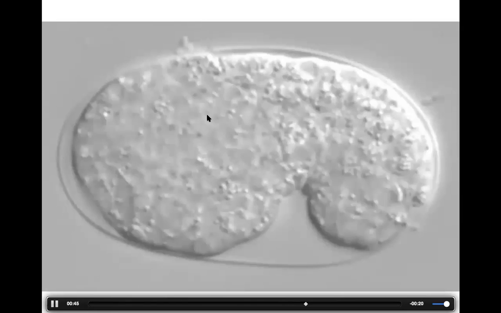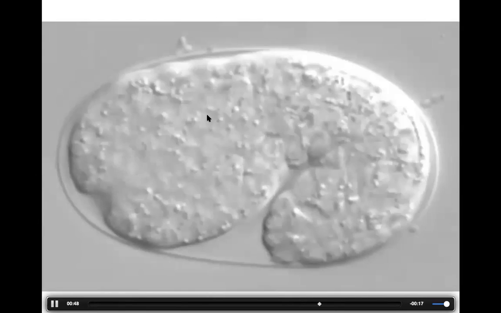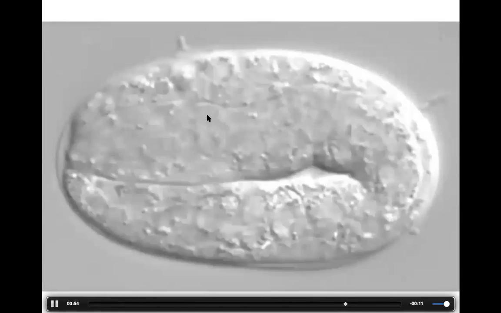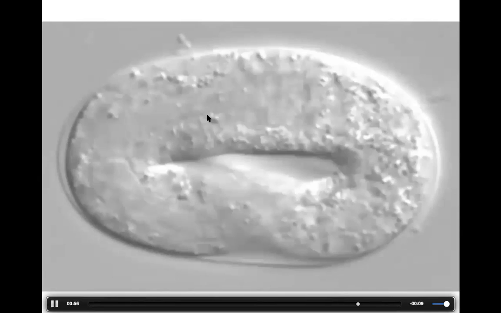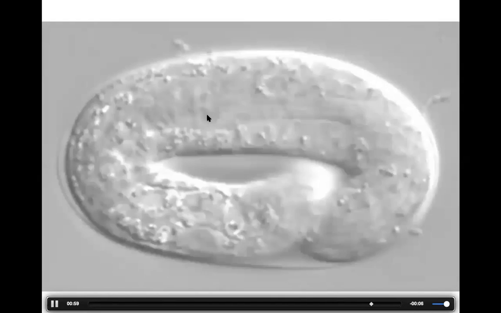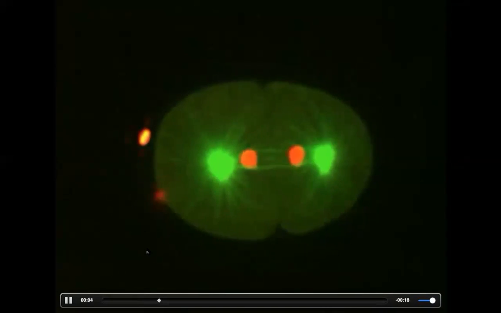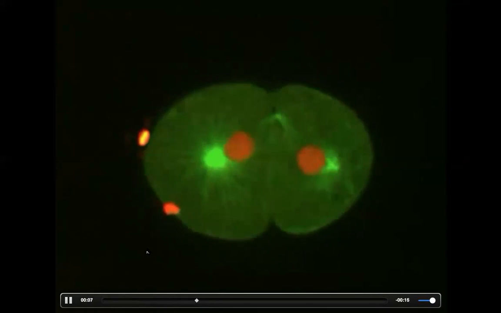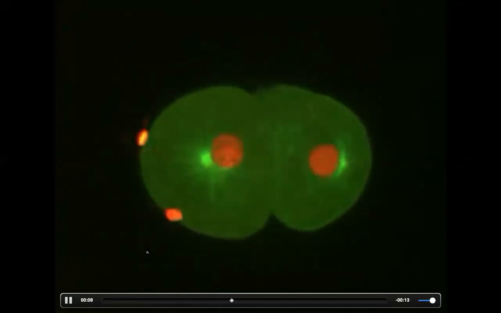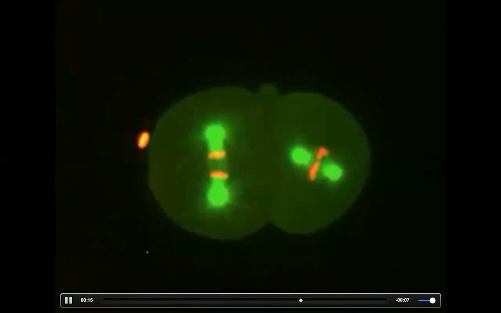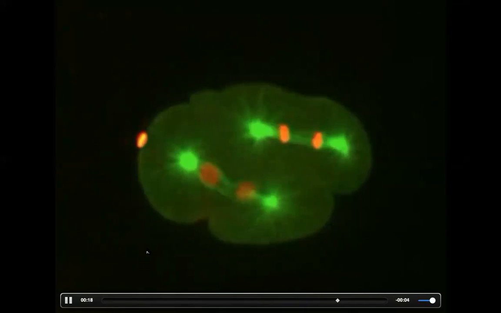I should say that because developmental biology depends on time, there's going to be a lot of movies, which sometimes seem relevant and sometimes don't. So that was the outside of the C. elegans. Here you can see the division happening. These are embryos that are labeled, so the nucleus is red and the spindles are green. And you can see this process here as well.